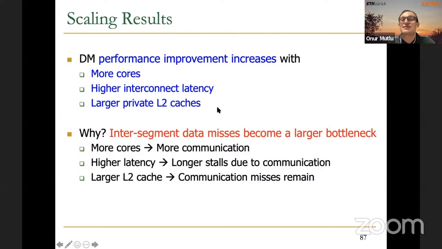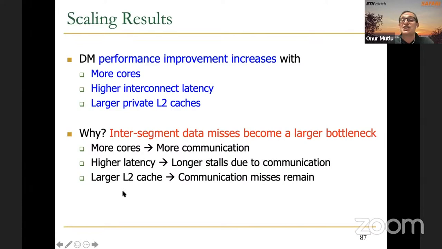If you actually communicated early enough, like we're trying to do, you would get better performance. And if you have more cores, you have more communication, because hopefully you will parallelize your program even more, and more communication leads to a larger bottleneck. If you have higher latency to communicate the data, you have longer stalls due to communication. And if you actually have something like data marshaling, you would overcome the latency better.